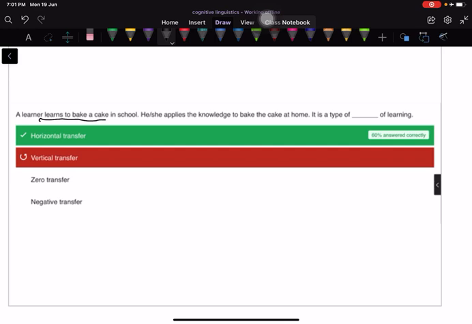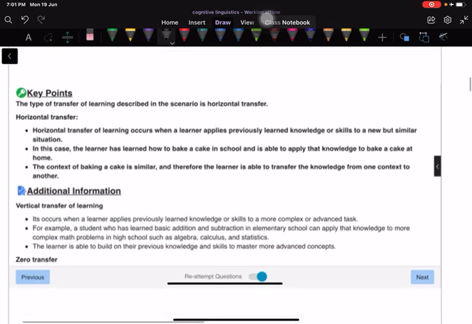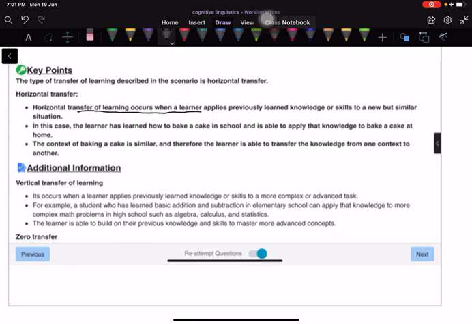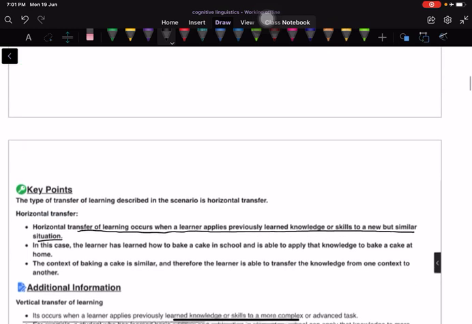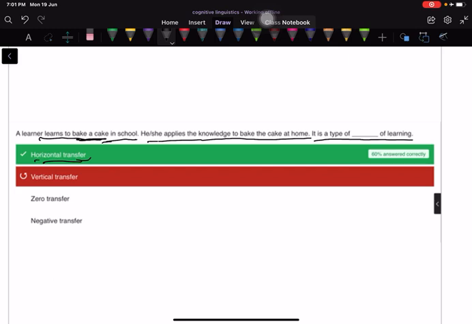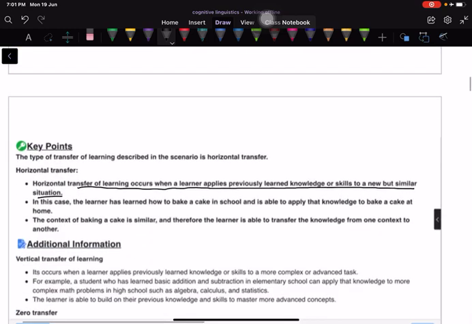The learner learns to bake a cake in school. He or she applies the knowledge to bake the cake at home. What type of learning is it? So, that's horizontal transfer. Horizontal transfer of learning occurs when a learner applies previously learned knowledge or skills to a new but similar situation. So, here in this case, he used the knowledge which he had from baking cake in school to bake the cake at home. This is hence horizontal transfer.